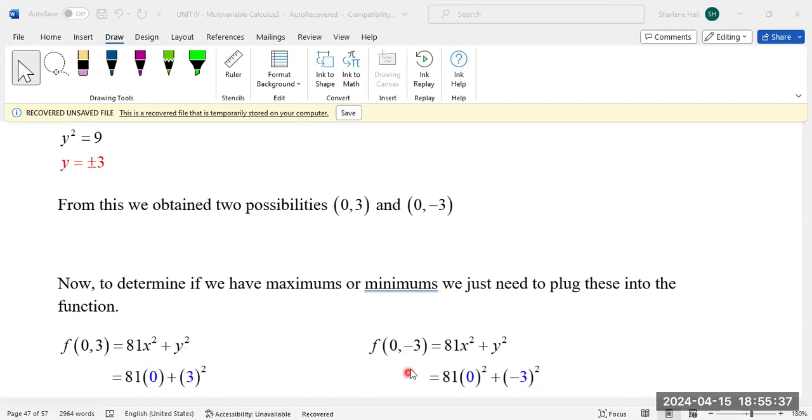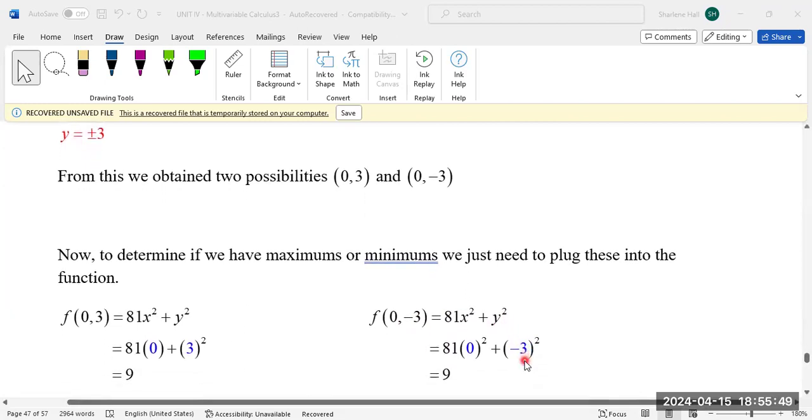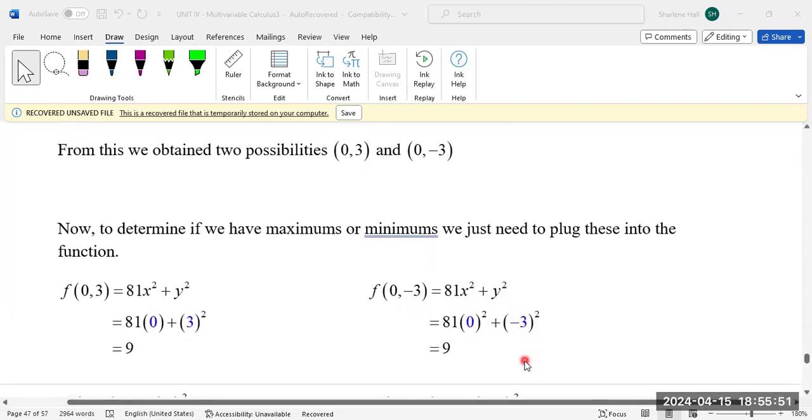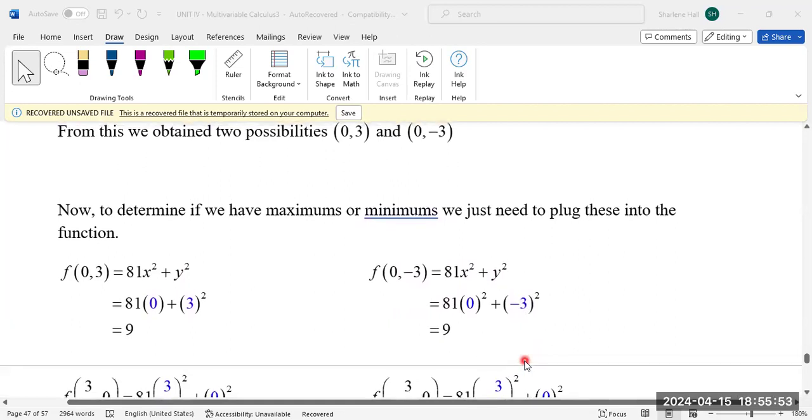Okay. And this one here is 0, negative 3. Negative 3 squared is going to be the same thing as positive 9. So you say that is a maximum. All right. We're going to have maximum, 9 and 9. I don't classify them yet.